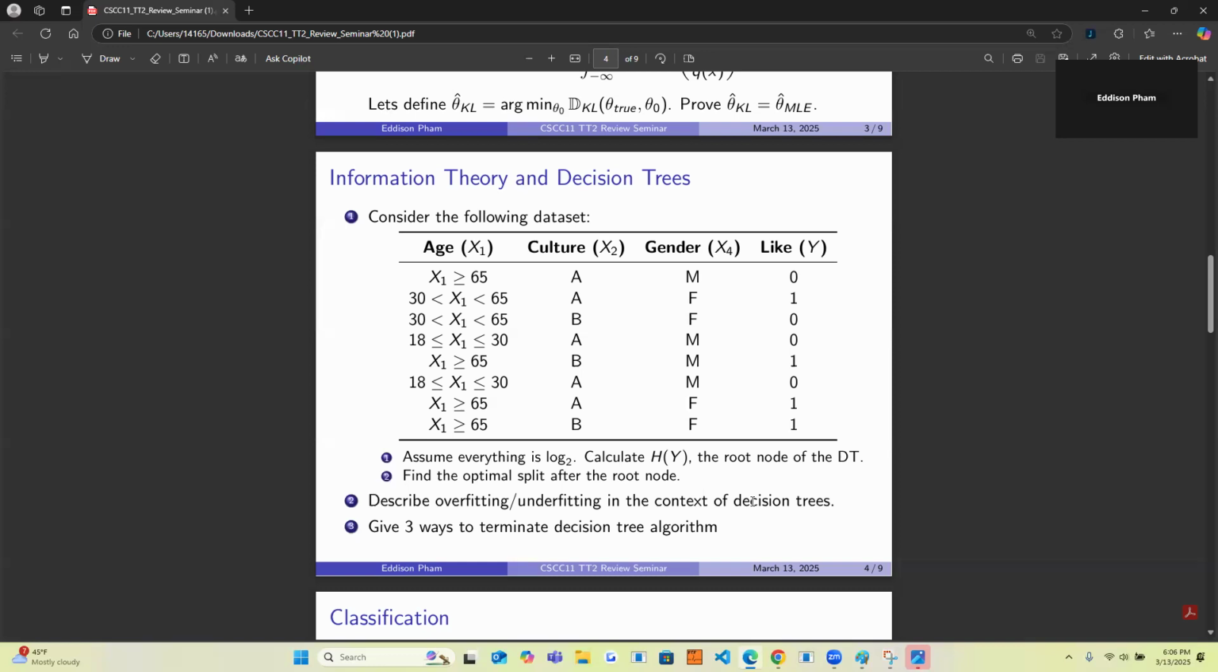Can anyone tell me three ways to terminate a decision tree algorithm? We want to do this because sometimes your decision tree will overfit and we need to take remedial measures. Can anyone just give me one way to terminate a decision tree algorithm?